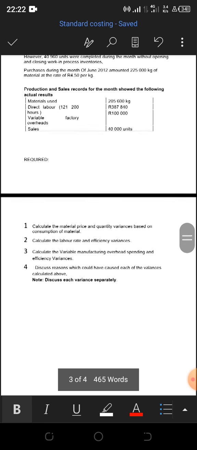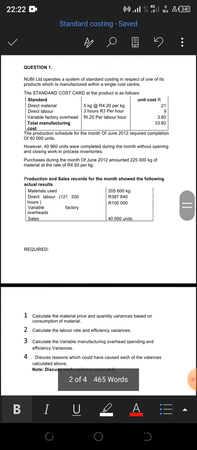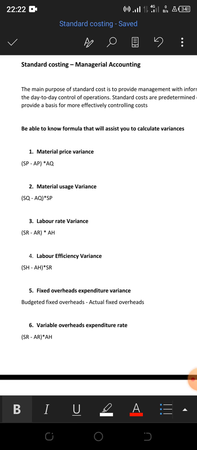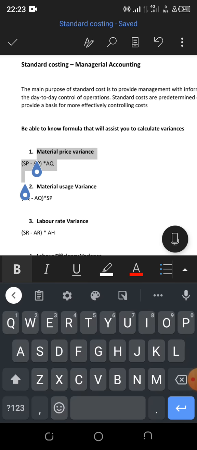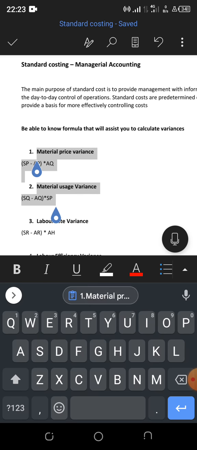Then on the required part, they said calculate the material price and quantity variance based on consumption of material. So the first question, they said we have to calculate material price and quantity variance based on consumption, which means that the formulas that are going to be applicable are formula number 1 as well as formula number 2.